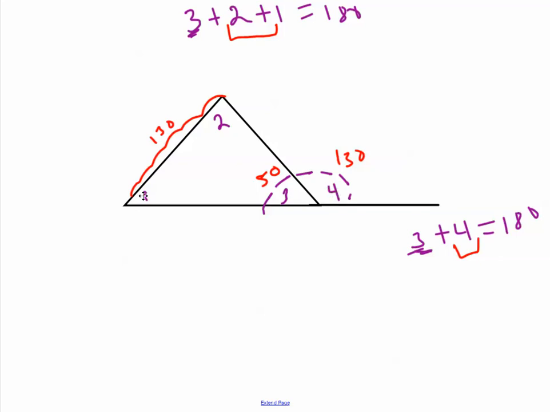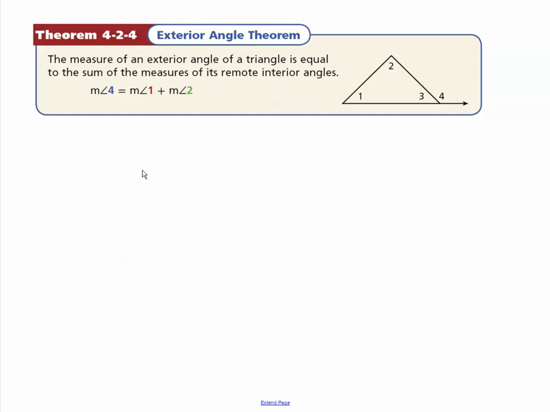4 is equal to 1 plus 2. And that is basically your exterior angle theorem. Again, 4 is equal to 1 plus 2, these two remote interior angles. Huge deal, and here's what it is out of the book. 4 is equal to 1 plus 2. So these two guys added together equal this 4 right here, this exterior angle.